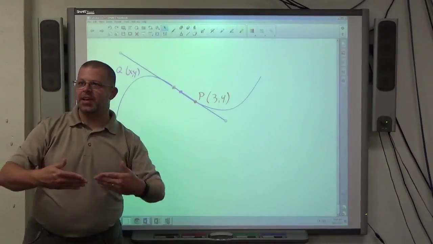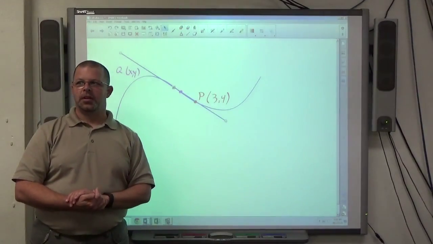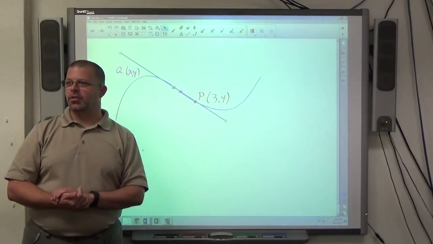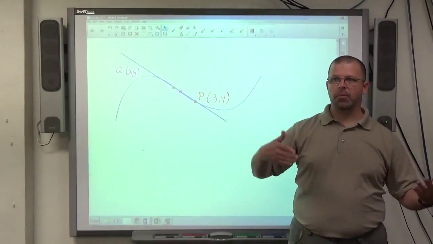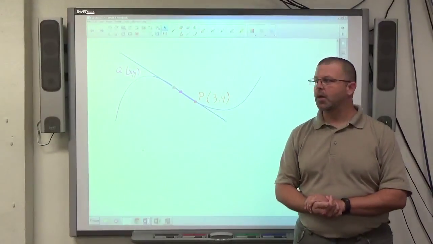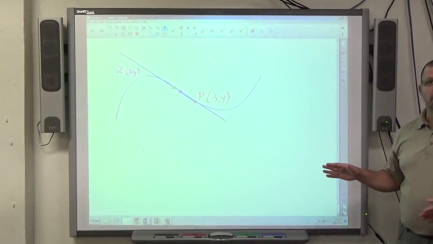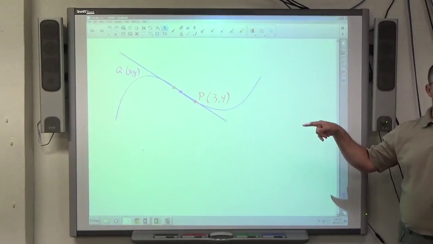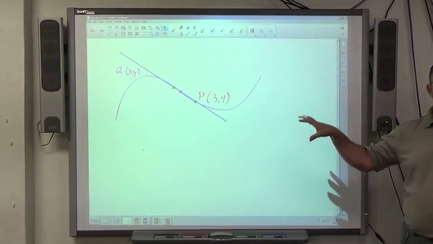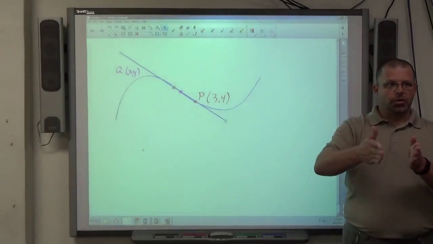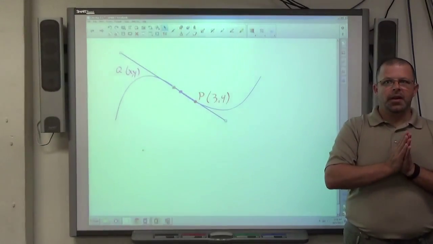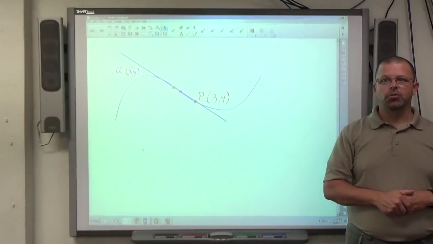We make a guess as to what the slope is, and then we use that as the slope of the tangent line. And then we go through the whole algebra process. We have a slope, we have a point, we find the equation of the tangent line. So that's what we're going to do today. We're going to create a secant slope formula. We're going to use our table on our calculator to approximate the slope as we get closer and closer to P. And then we're going to make a guess as to what the slope should be.